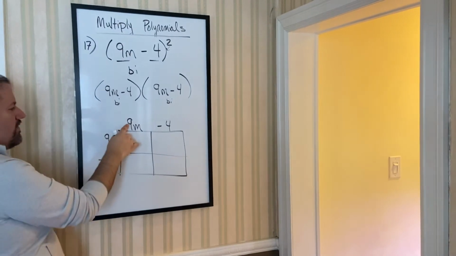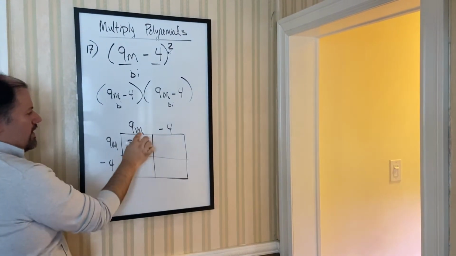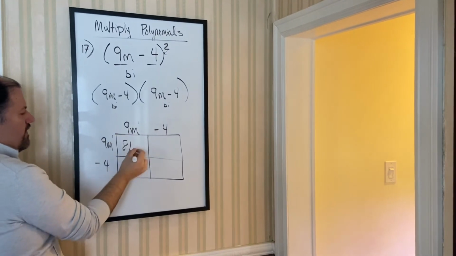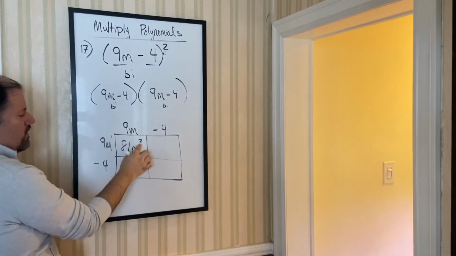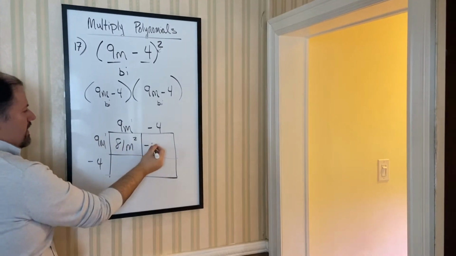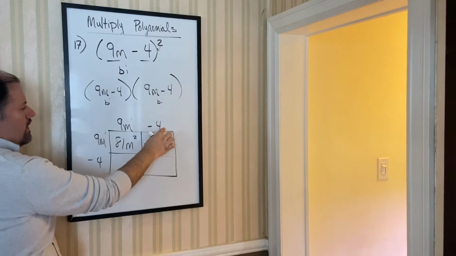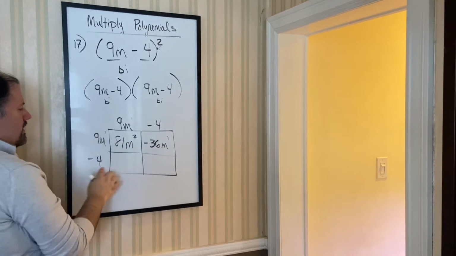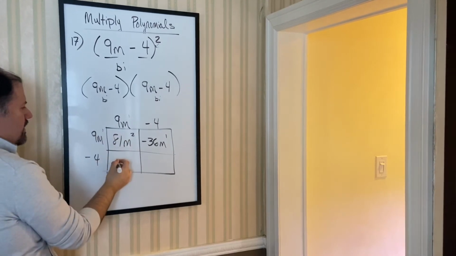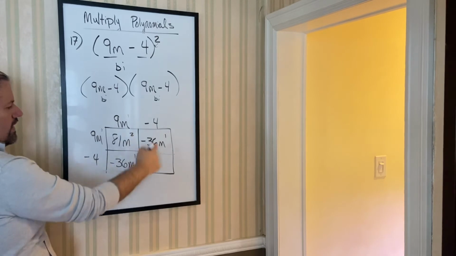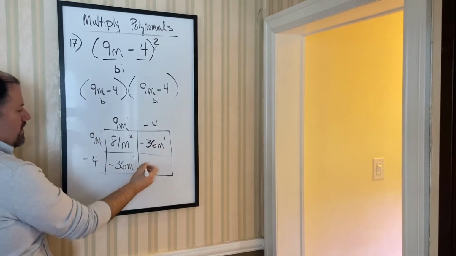And then 9 times 9, of course, is 81. m and m, one on top, one to the left. Add them. That's how we get 2 of them, or squared. Over here, negative 4 times 9 is negative 36. No m plus 1m, you still got 1. Same ordeal here. Negative 36m to the first. And then negative 4 times a negative 4, you know 2 negatives is going to be a positive 16.